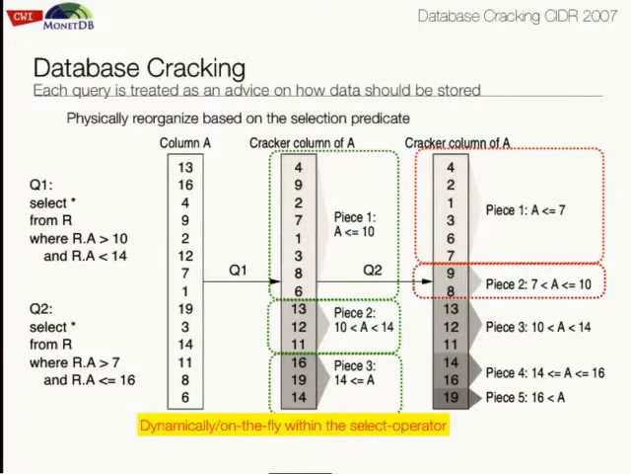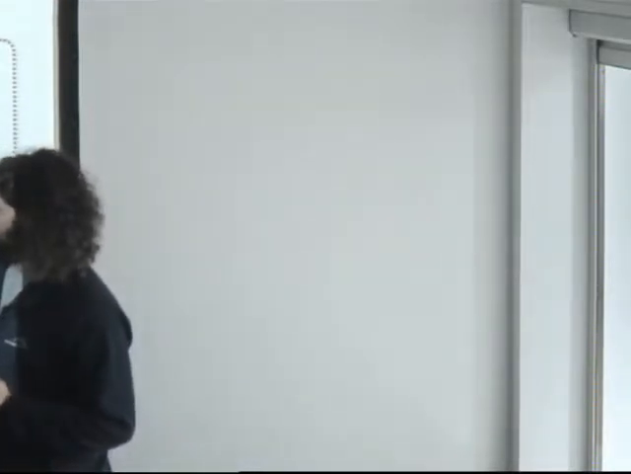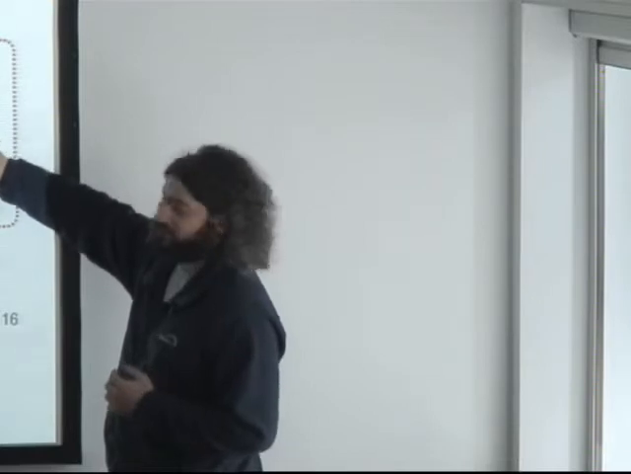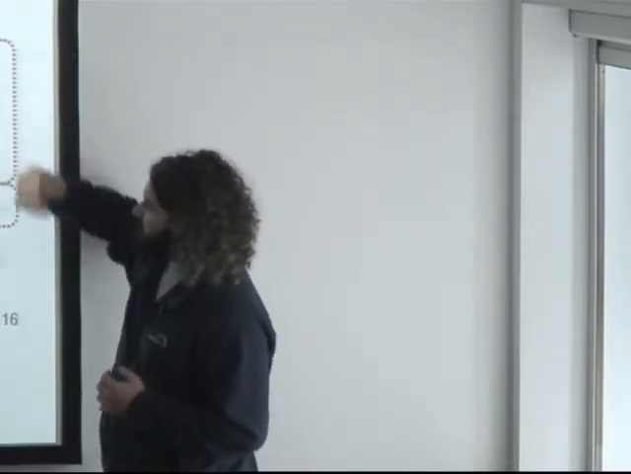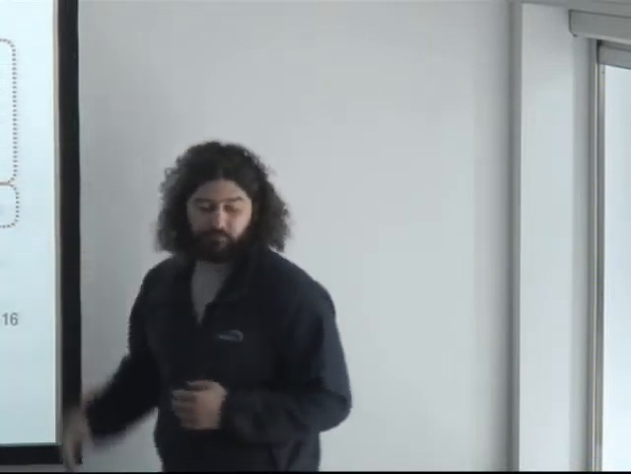The kernel keeps working this way. So we go into this column and say, okay, we now know everything smaller than 10, so the 7 part falls in this area. And we're going to break this piece, again, into 2 pieces: the ones that are smaller than 7 and the ones that are bigger than 7.